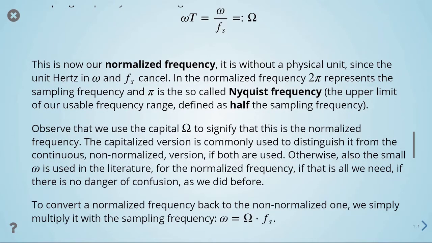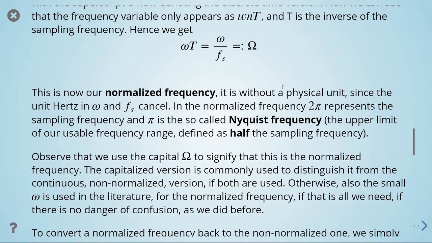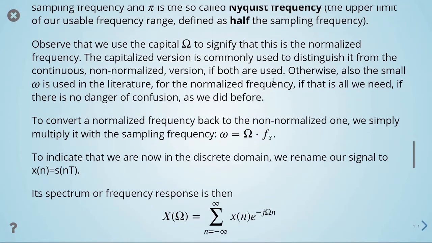Otherwise, the small omega is sometimes used in the literature for the normalized frequency. If that's all we need, there's no danger of confusion. But we are going to usually use the capital omega for the normalized frequency. To convert the normalized frequency back to the non-normalized one, we simply multiply it with the sampling frequency. So the small omega is equal to the capital omega, which is normalized, times the sampling frequency.